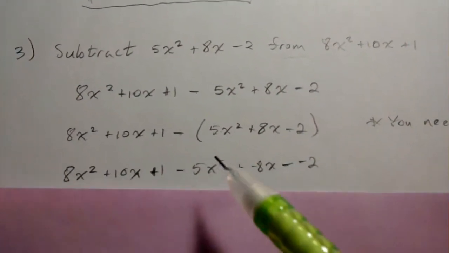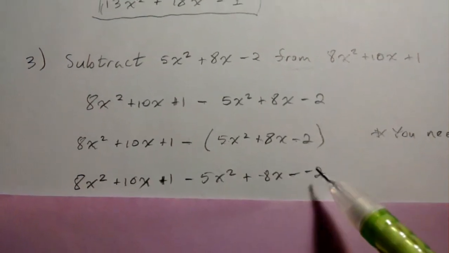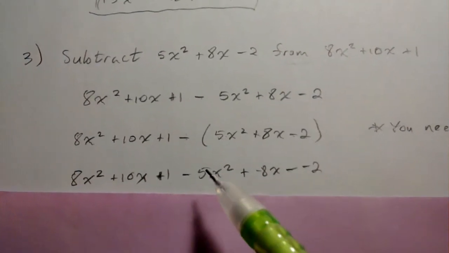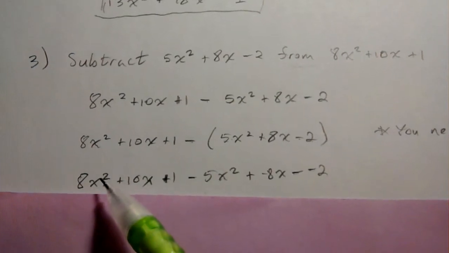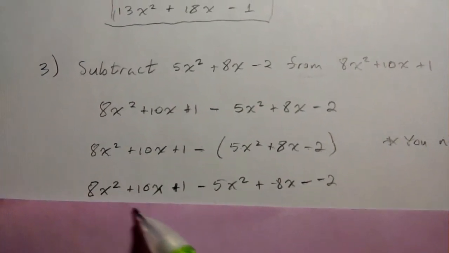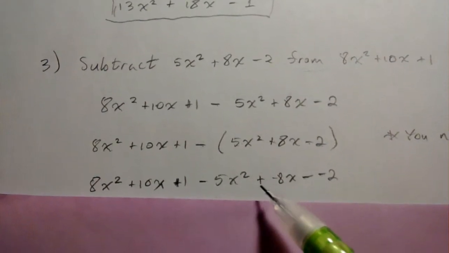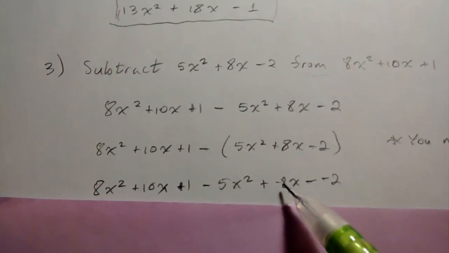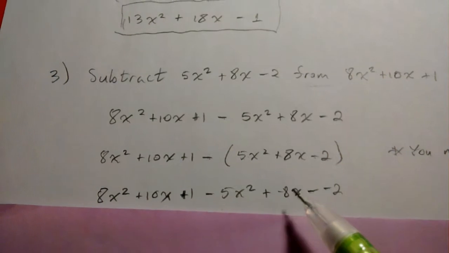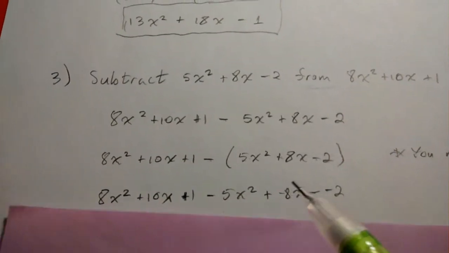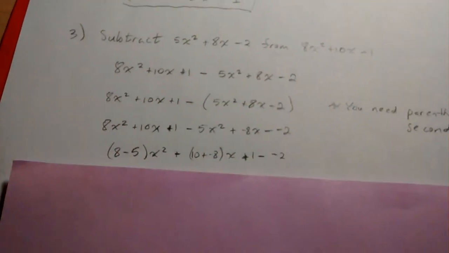And so now here we just got to combine like terms. By the way, that's the negative and subtraction. Alright, so these x squared terms, how many do we get? How many x squareds are there? There's 8 minus 5 of them, or 3. How many x's are there? There's 10 plus a negative 8 of them, so that would be 2. And then what's our constant? Plus 1, and subtract a negative 2.